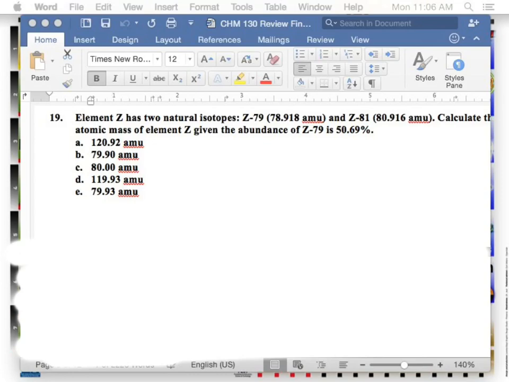So when we go through to do these, we have to consider the weighted average. That's the point of the percents. So it's the mass of one isotope times the percent of that isotope, plus the mass of the second isotope times the percent of that second isotope. This then equals your atomic mass.